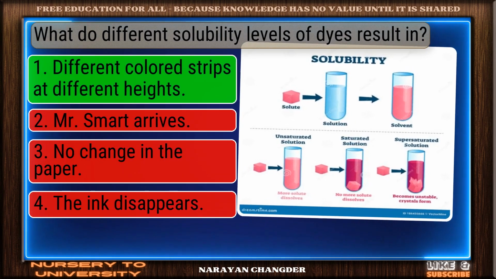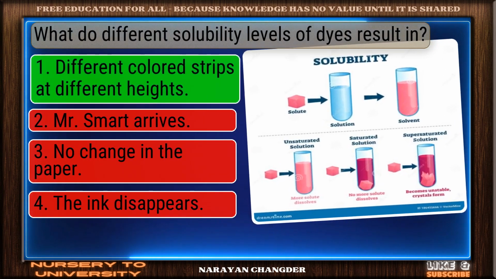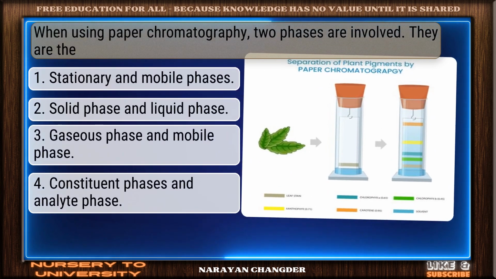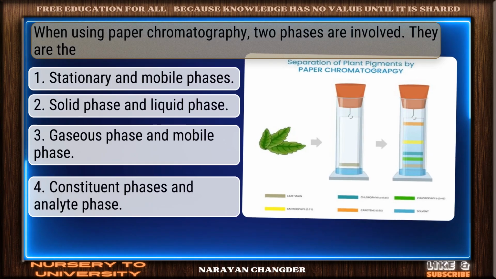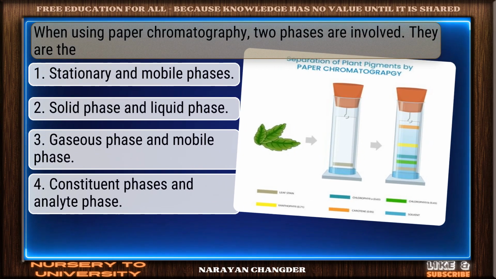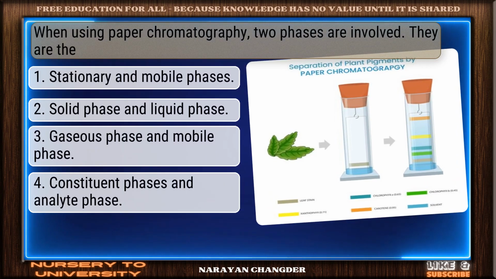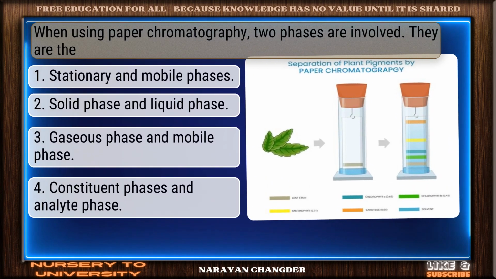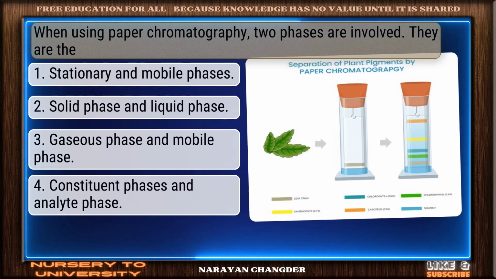Perfect choice. Different colored strips at different heights. When using paper chromatography, two phases are involved. They are: Option 1. Stationary and mobile phases. Option 2. Solid phase and liquid phase. Option 3. Gaseous phase and mobile phase. Option 4. Constituent phases and analyte phase.